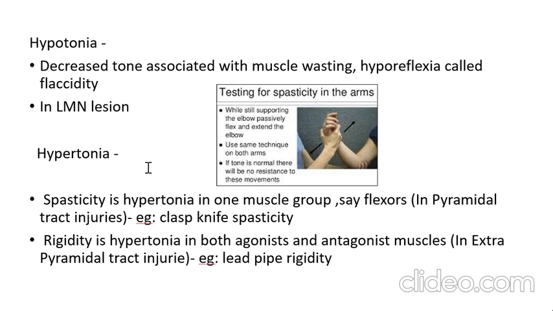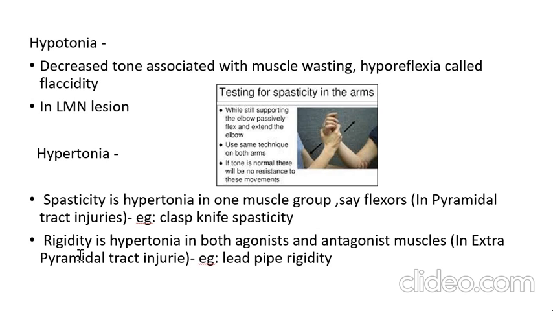Okay. Coming to hypertonia, which is nothing but the high resistance you feel when you flex a joint, right? So there are two terms when we talk about hypertonia. One is spasticity, one is rigidity. Spasticity is hypertonia in one group of muscles, for example flexors. If this is the elbow and you are doing flexion of this elbow, and you feel some resistance during this action, this type of hypertonia is called spasticity. For example, clasp knife spasticity.